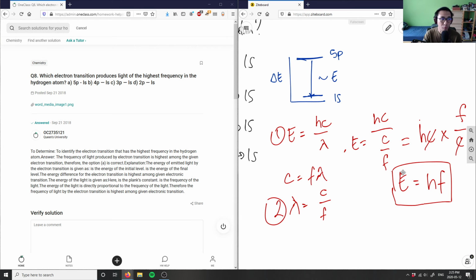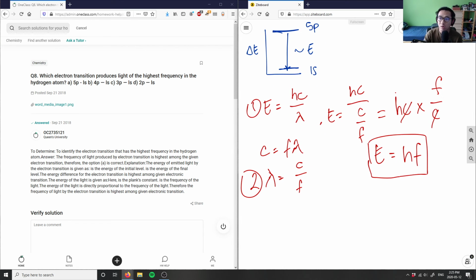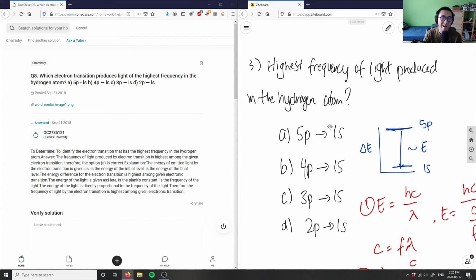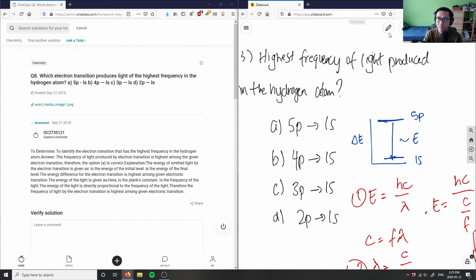This is a really good proportion, and really good to what we need to know. If energy equals Planck's constant times f, we know that in conclusion, energy is proportional to our frequency of light. So energy is proportional to the frequency of light being produced, which is really good, because if I want to know the highest frequency of light, then I'm simply figuring out what would give me the highest energy, because the highest energy would equal our highest frequency. So I want to know the highest energy released, which would produce my highest frequency of light.